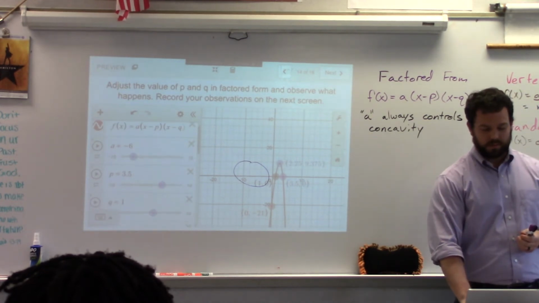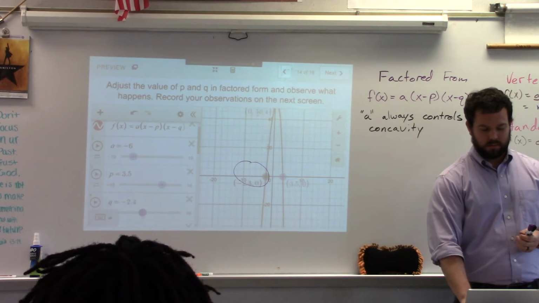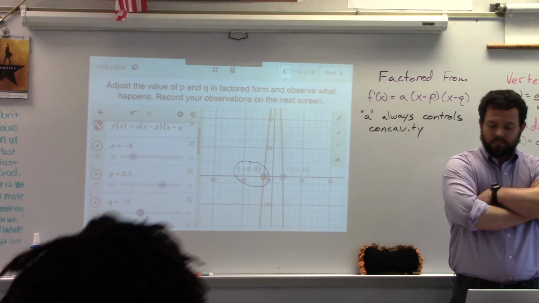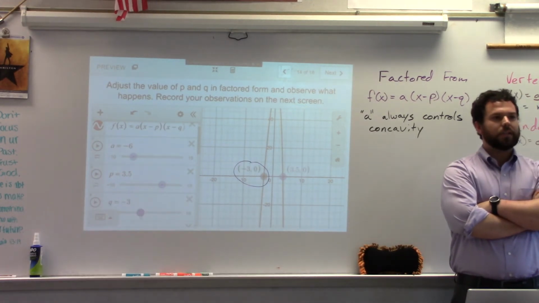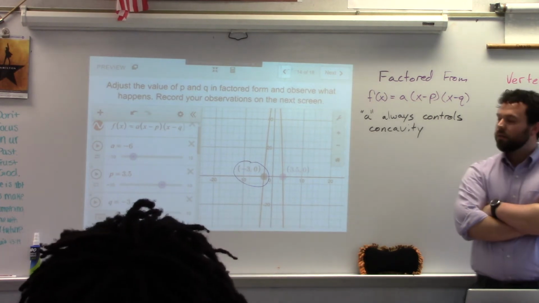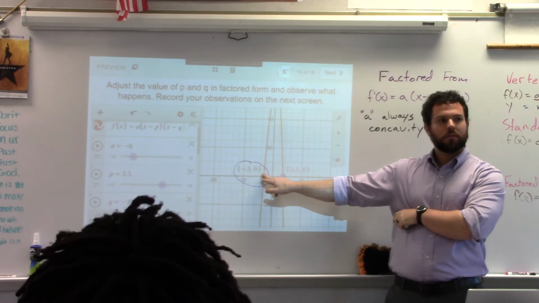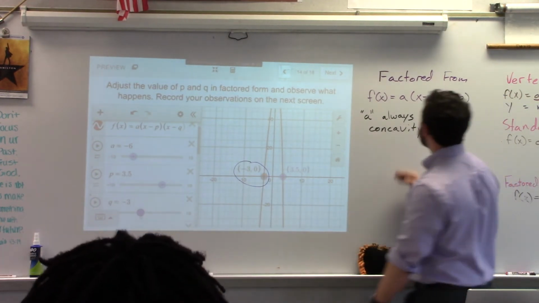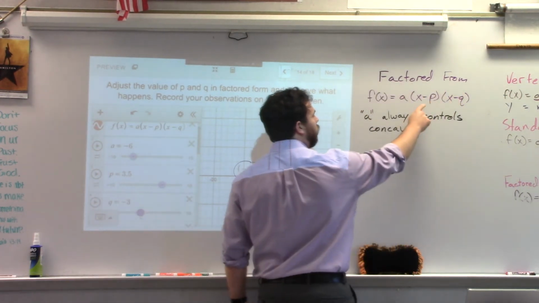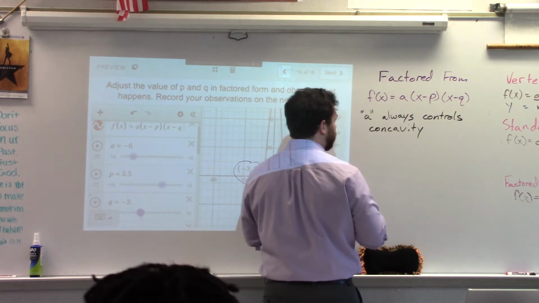Notice we got Q right here. Q stays 0 and A on A. Q is right now what? -3. Do you see a -3 anywhere in there? Yes, sir. Where? Right there in the black. So the other X-intercept? Yep, -3, 0. So when we have this factored form here, what are P and Q controlling?